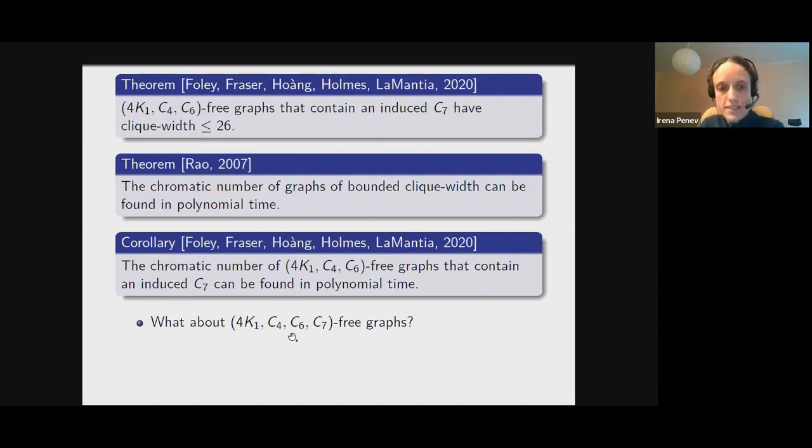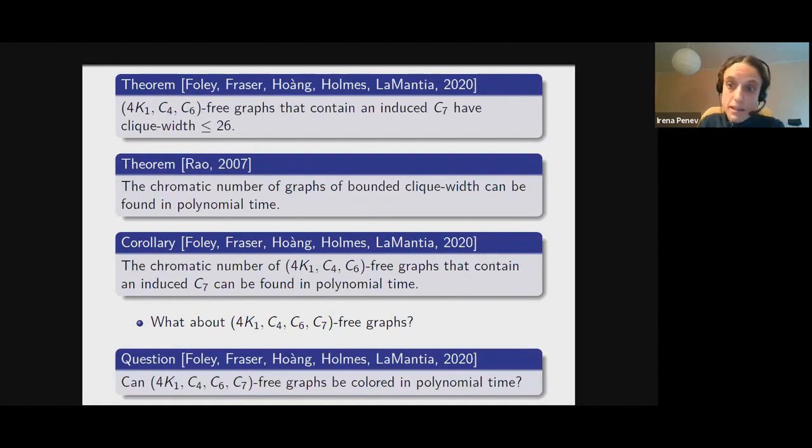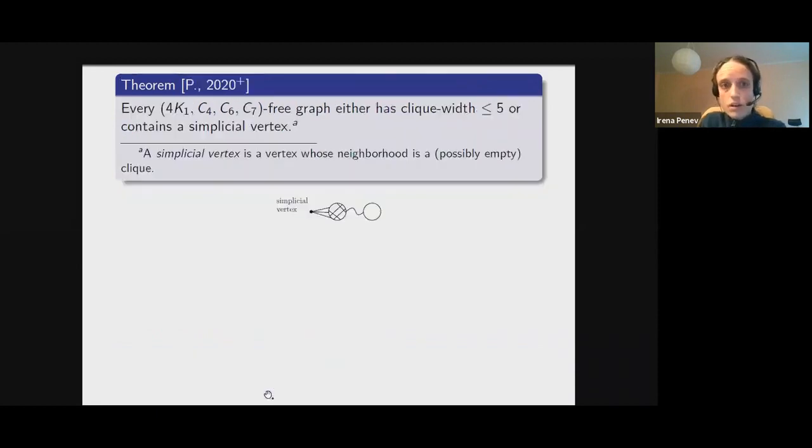So what about 4K1, C4, C6, C7-free graphs? So these five people asked precisely that question. What happens, can you color this smaller class? Okay. And the answer is yes. That's what I did. So I showed that graphs in this class, well, I'd like to say they have bounded clique width, except that they don't.